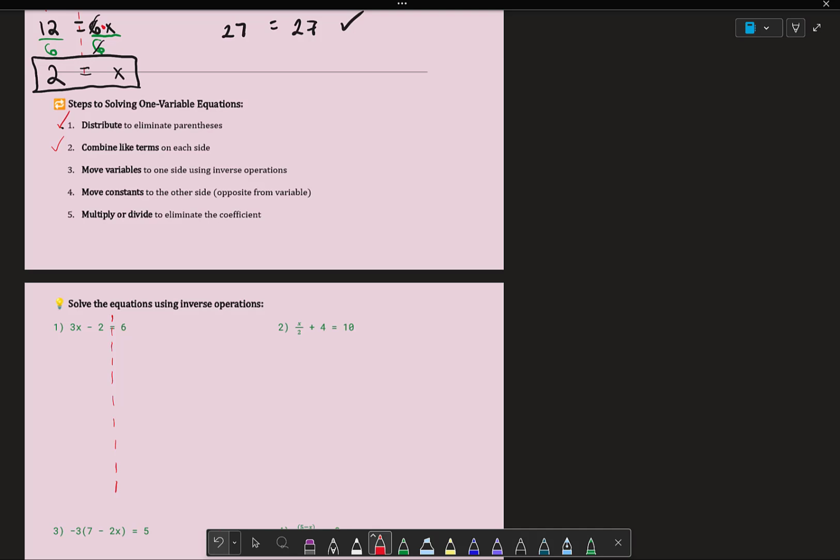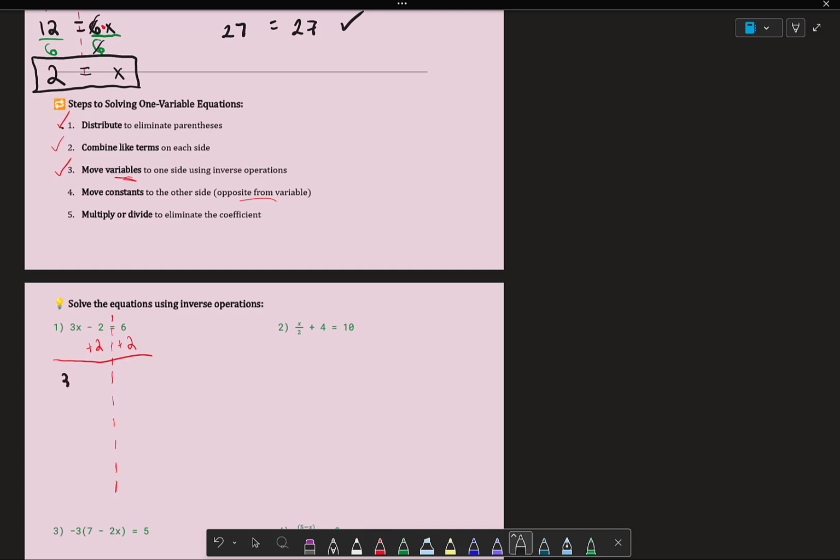Step 3, move variables to one side using inverse operations. Again, keyword variables, we only have one variable in this problem. It's 3x. So again, we can skip this step. Step 4, move constants to the other side opposite from the variable. So there's one constant on the left, one constant on the right. We need to do the inverse operation of subtract 2, because our goal is to get the variable by itself and we want to move the constants to the other side.